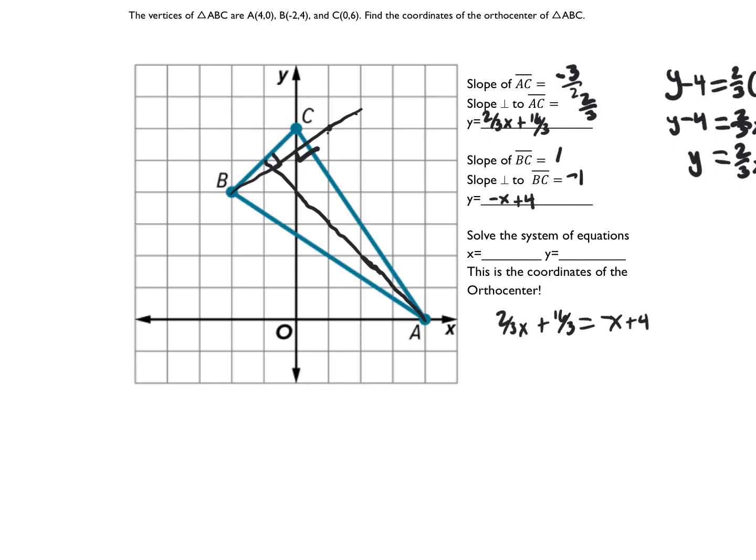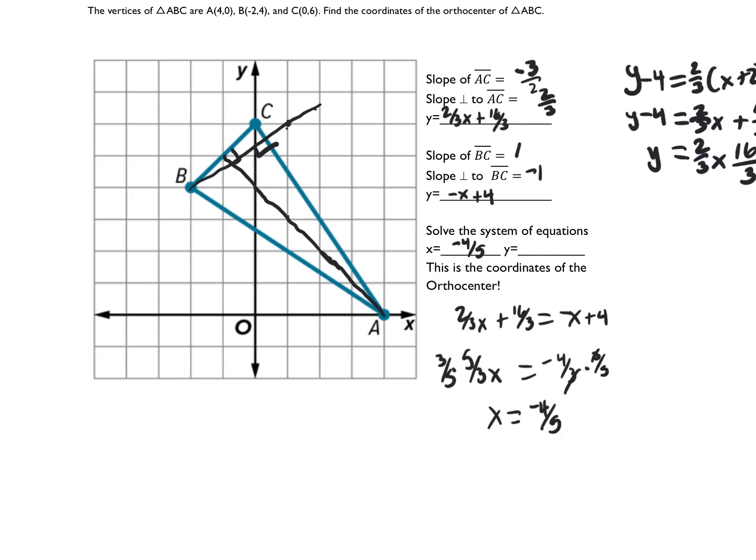If I add an x to both sides, that makes it 5/3 x. And then if I subtract 16/3 from both sides, that becomes negative 4/3. And then if I multiply both sides by 3/5, that will cancel out the 5/3. So x is equal to, those cancel out, negative 4/5. So our x where they intersect is negative 4/5.